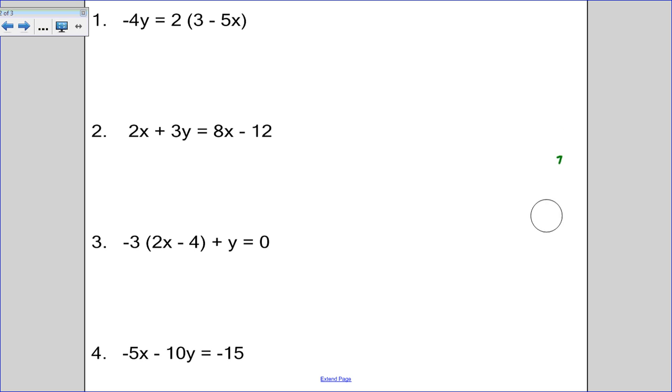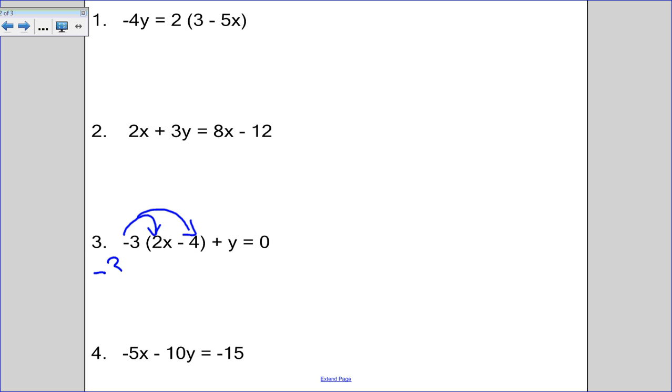Okay, our third problem up here says negative 3 times our parentheses 2x minus 4 plus y equals 0. Okay, who can tell me what we do first? That's right, we're doing our parentheses first. So we need to distribute our negative 3 to both terms in the parentheses.